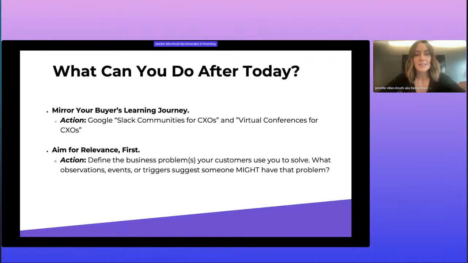So practice this motion of getting better about what is the business problem we actually solve, the layers of it, not just the surface. And then what are those observations, events, or triggers that suggest someone might have that problem? Because that's where you do start to get scale. We can start to look at things like if we've seen a reduction in force, if we've seen a particular type of investment. And then that allows us to make this not a one-by-one motion.